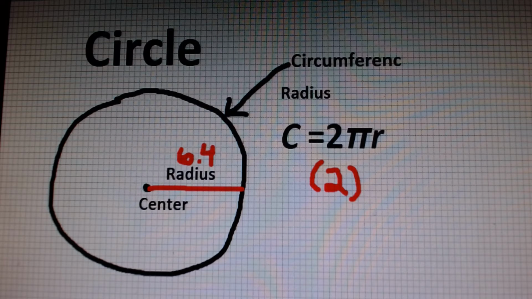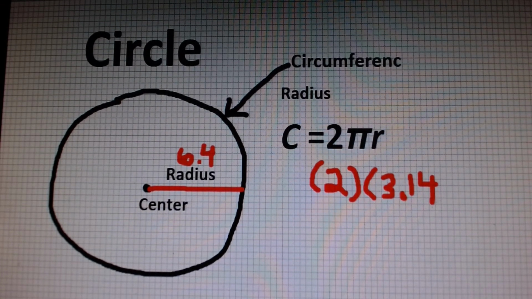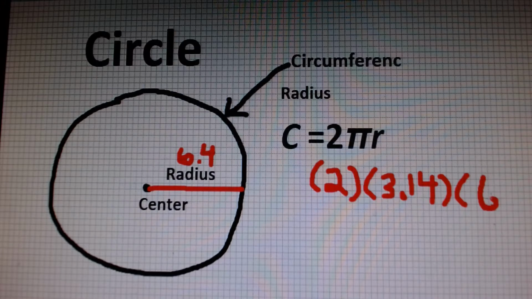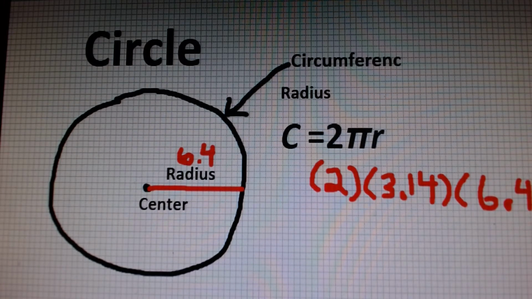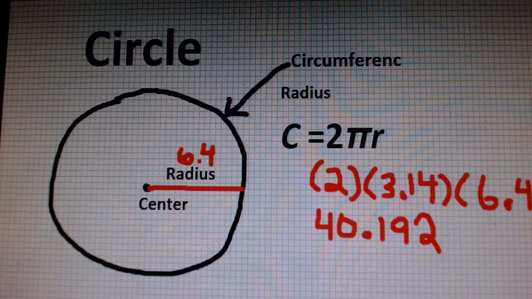So I'll take 2 and multiply it times 3.14, which stands for pi, and I'll multiply it times the radius, which is 6.4. And you could put this in a calculator all at once. 2 times 3.14 times 6.4. And my answer is 40.192. I'm then asked to round my answer to the nearest tenths.